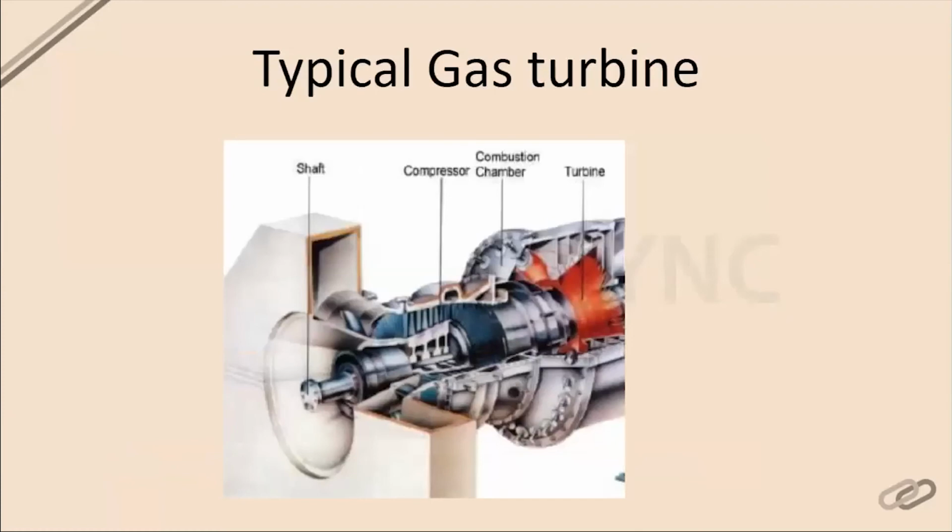Okay, these are the basic actual parts, a sectional view of a typical gas turbine. This is an industrial gas turbine. You have a shaft in between, then we have a compressor, combustion chamber, and a turbine. The red colored part is the turbine.